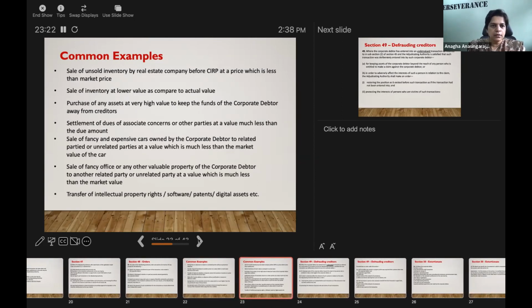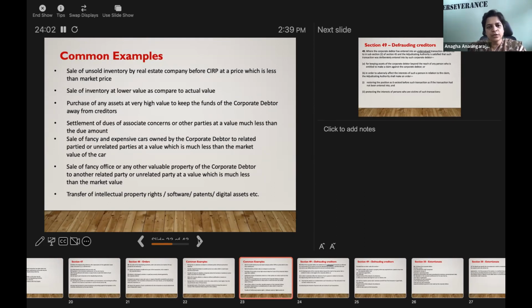Other examples are selling of unsold inventory by a real estate company before the CIRP at a price which is less than the market value. Sale of inventory at lower value as compared to the actual value in other cases also. Purchase of any assets at very high value to keep the funds of the CD away from the creditors. Settlement of dues of associate concerns or other parties at a value which is much less than the due amount. So trying to give discounts to these parties. Then sale of fancy and expensive cars owned by the CD to related or unrelated parties at a value which is much less than the market value of the car.